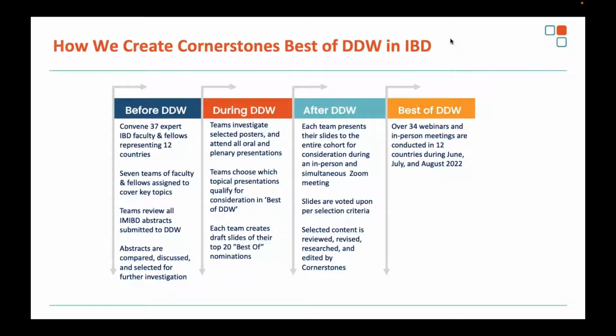And we basically then, in our teams, review all of the IBD abstracts at DDW, it's often up to 1,000. We then select those that are of most interest in a fairly wide way, and then the presentations, be they oral or poster presentations, are attended to try to work out which are the ones that are of greatest interest. The team creates slides of that, and then the day after DDW, we all gather for a 4 or 5 hour meeting in which the teams present their best of slides, and at that meeting we vote for the ones that are going to be included in the final deck.